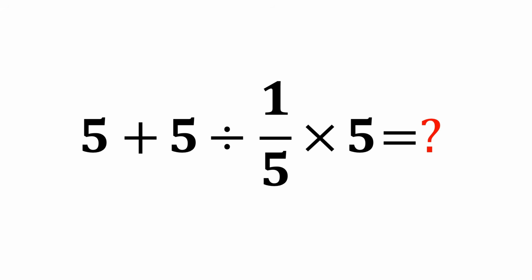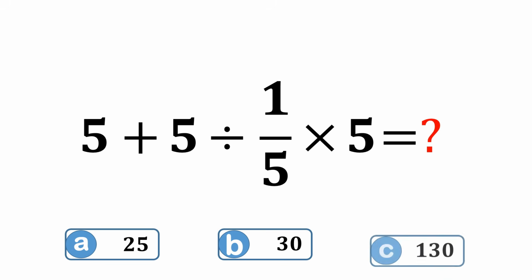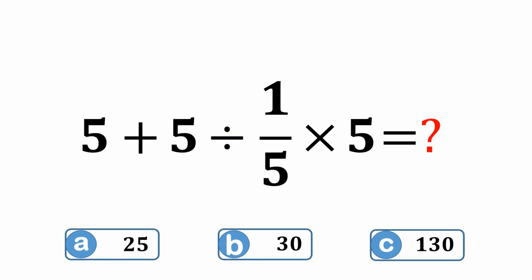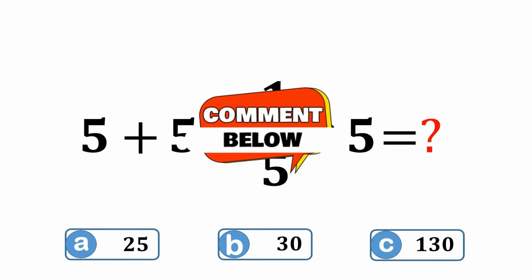Final question. 5 plus 5 divided by 1/5 multiplied by 5. Options: 25, 30, or 130. Be careful. Follow the priority and use the KFC Rule. Write your answer in the comments. I'll be liking the correct ones.